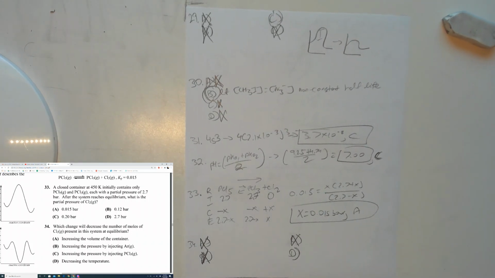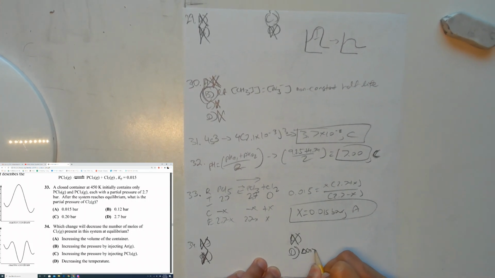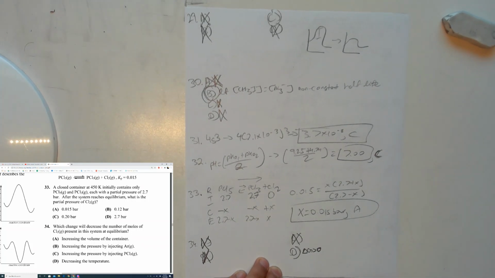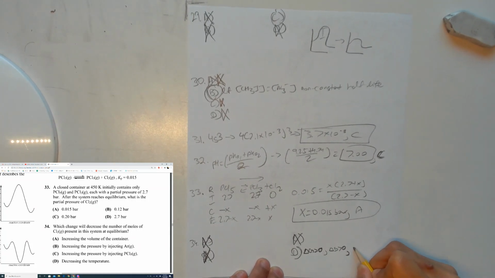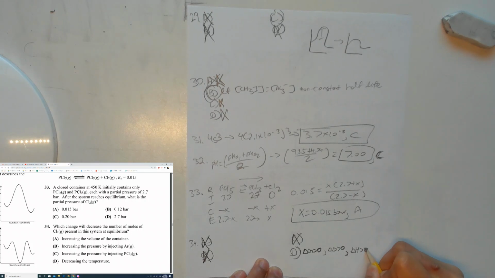Now D is the answer, but it's a little bit more obscure how you get it. Let's take a look at K. K is less than 1, 0.015. But that means delta G is greater than 0. Now, entropy of the system increases, because 1 mole of gas forms 2 moles of gas. So if the entropy increases, and delta G is greater than 0, that means delta H must be endothermic.